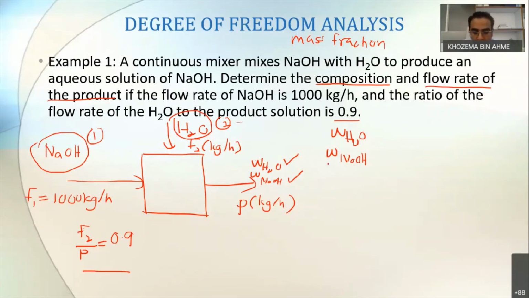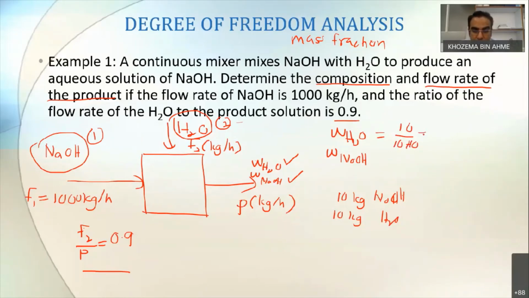Okay, so ignore all these things. For example, let's say I have 10 kg of NaOH and 10 kg of H2O. I'm just going to show you one time how to get mass fraction, so hopefully you understand. In order for me to find the mass fraction of H2O, it is the mass of H2O, which is 10, divided by the mass of total, which is 10 plus 10.